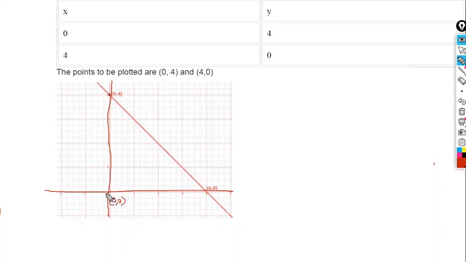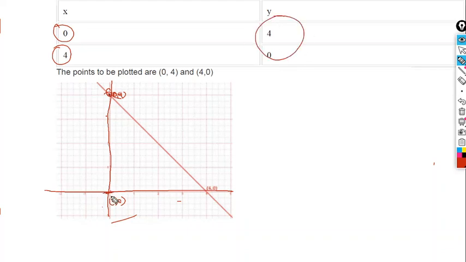And here, what you have to see: for x equal to 0, y is 4. So we have to find where x equal to 0 is. X equal to 0 is this line, the y-axis. Now y equal to 4 means 1, 2, 3, 4. This point will be 0, 4. Similarly, next is 4, 0.